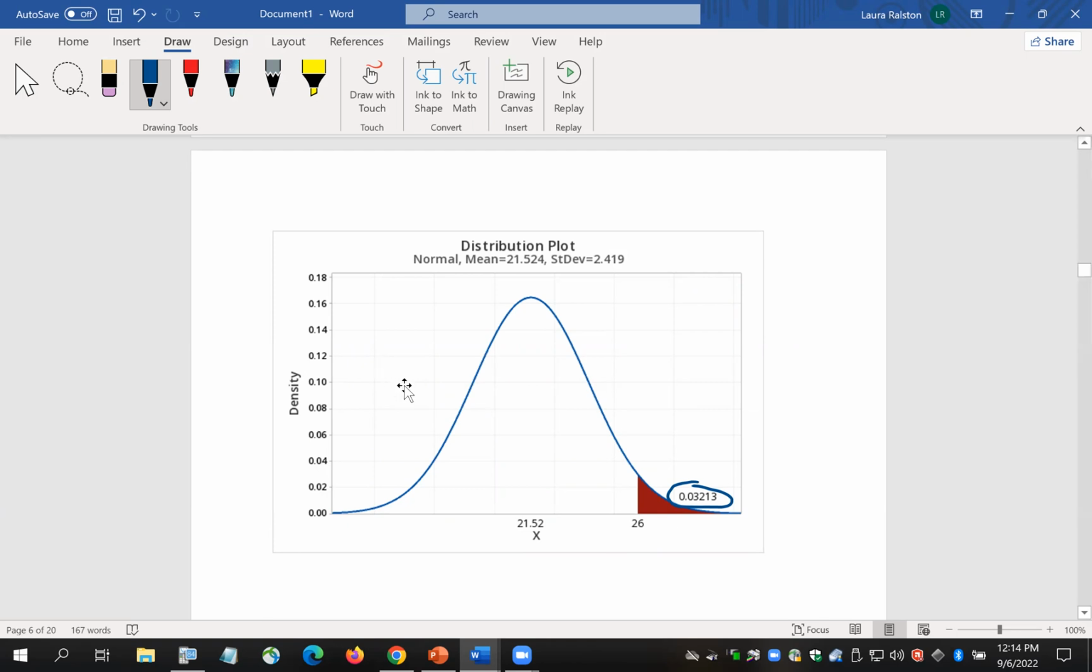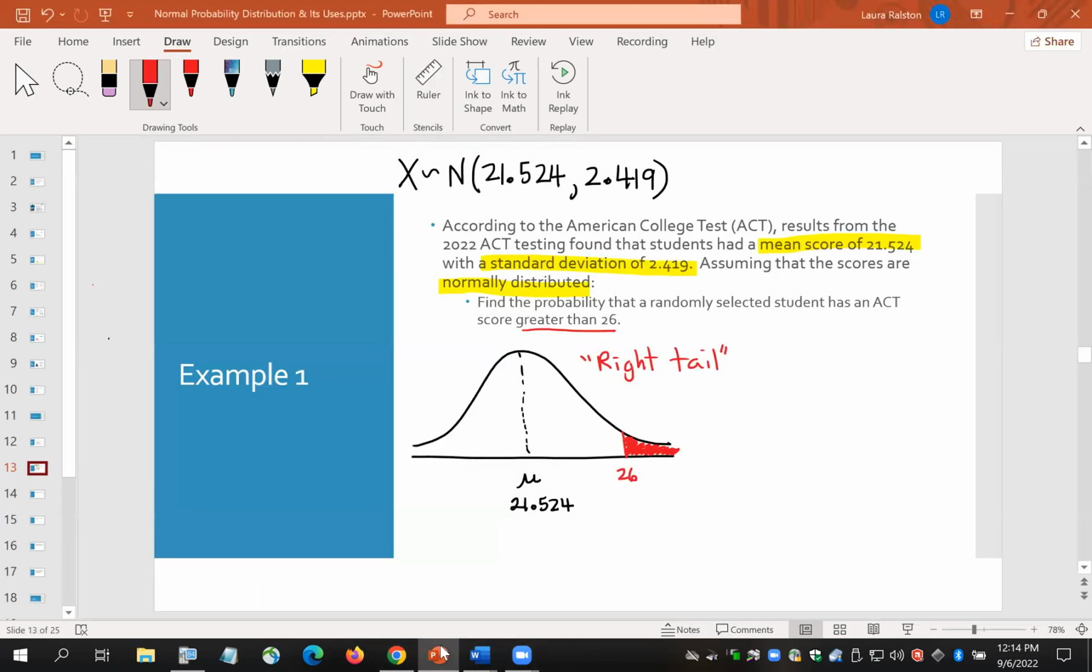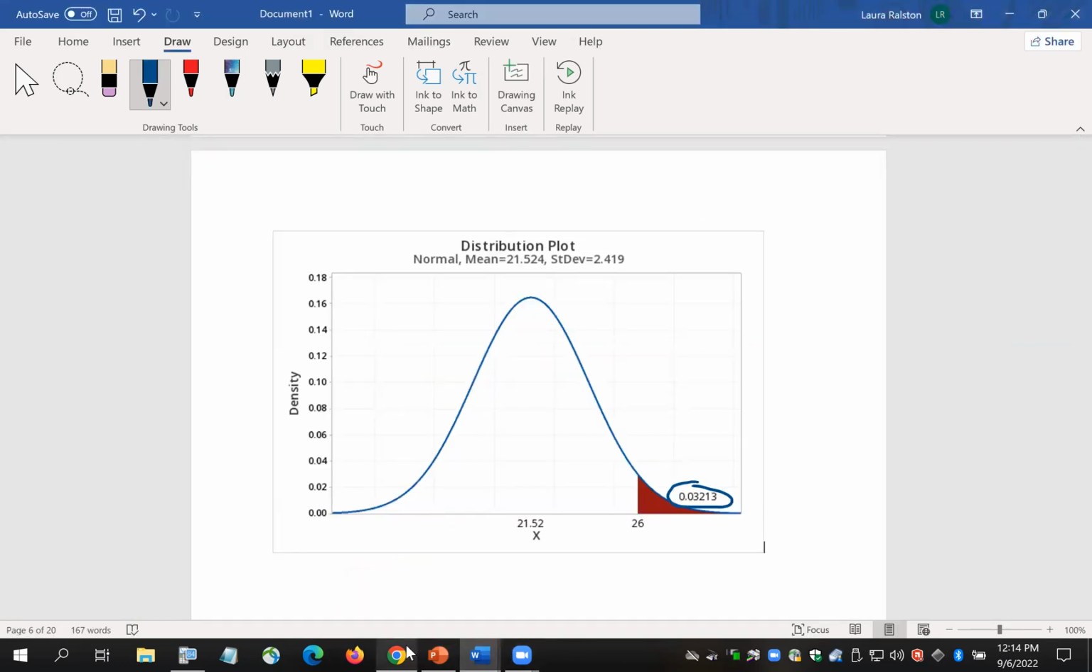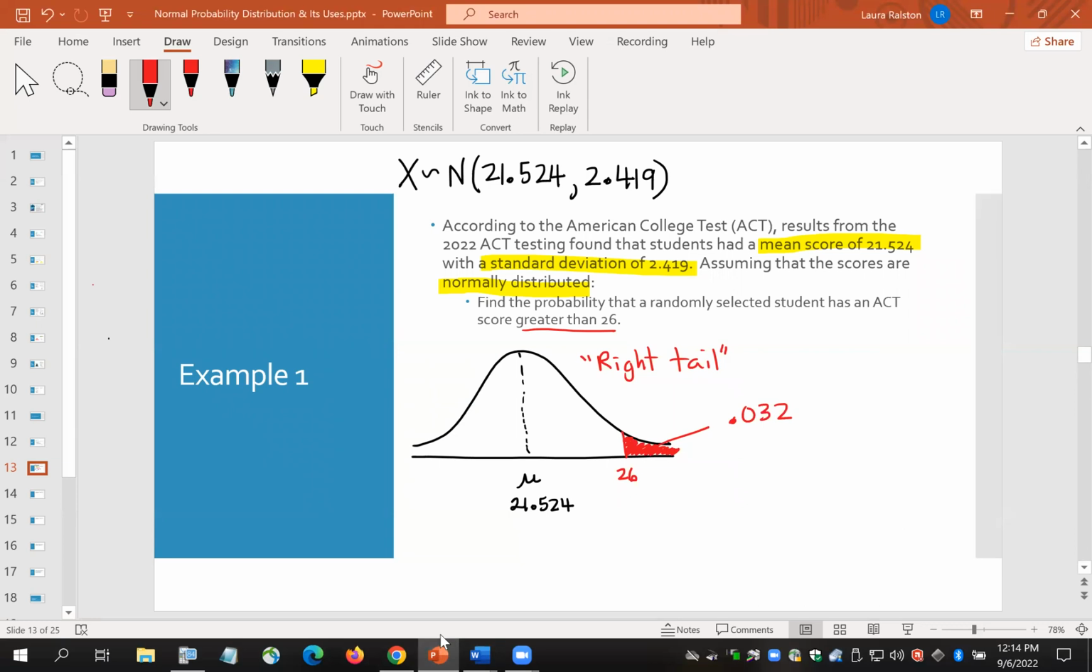So this shaded region is 0.03213. And again, typically these are rounded to 4 places. So if I round to 4 places, this is 0.0321. So there is approximately a 3% chance that a student would score greater than 26 on the ACT in 2022.